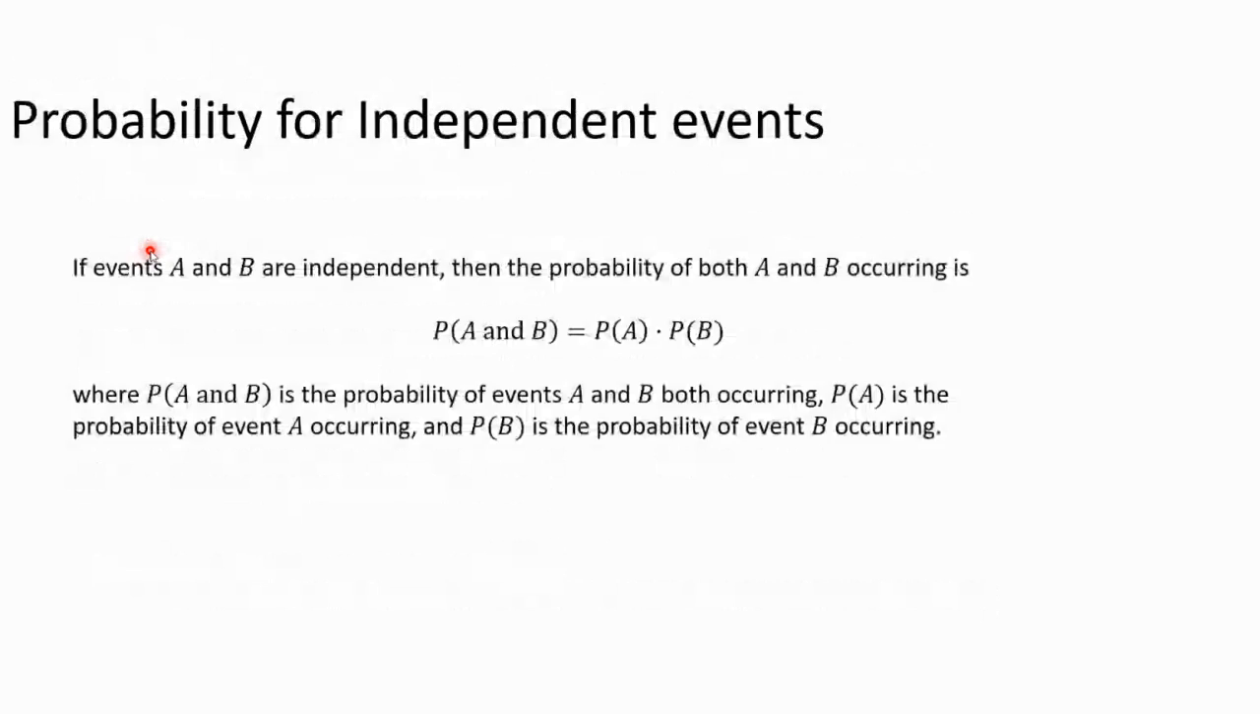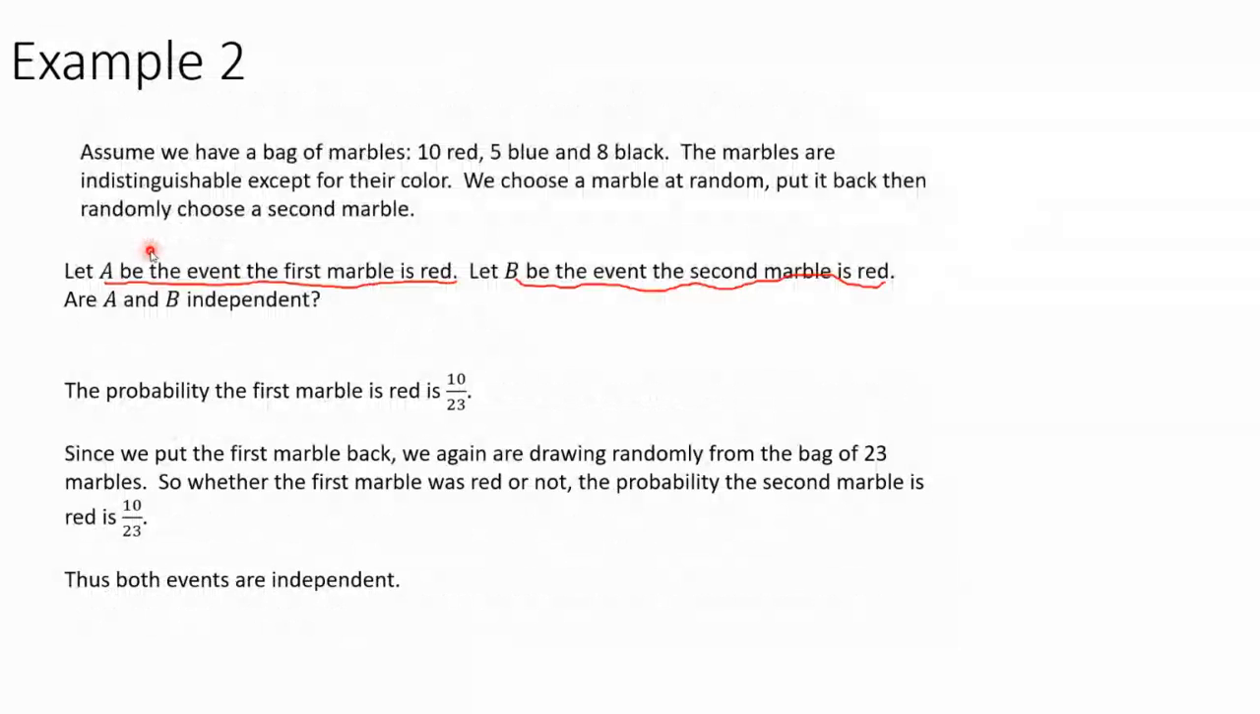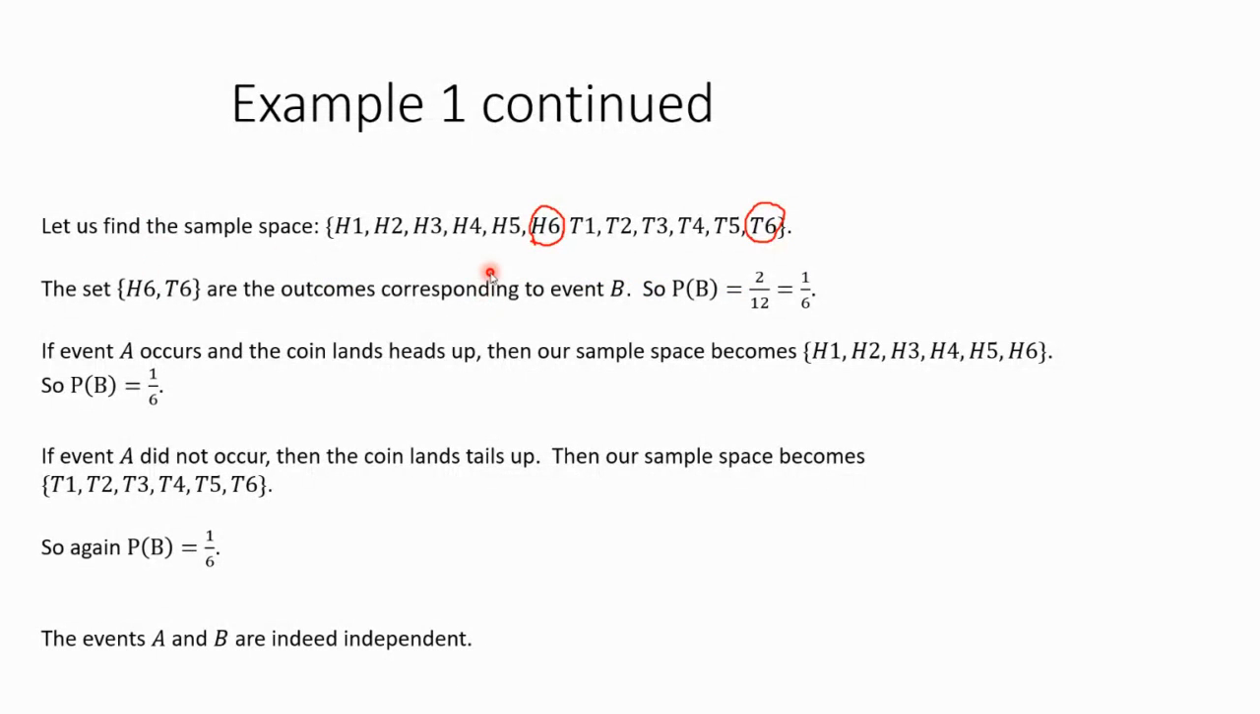Let me go back to the slide quickly. Let me see if I can get there. Not there. Here. Remember how we said, okay, well, let's suppose event A did occur? Then what would the probability of B be? And then let's suppose the event A did not occur. What would the probability of B then be?